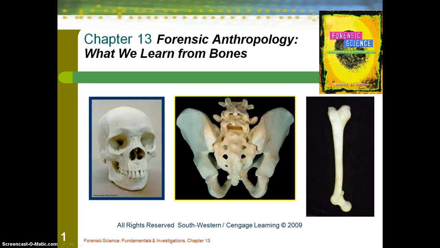Welcome to the Forensic Anthropology student outline. In this unit, we discuss various aspects of using bones to determine pieces of forensic evidence.